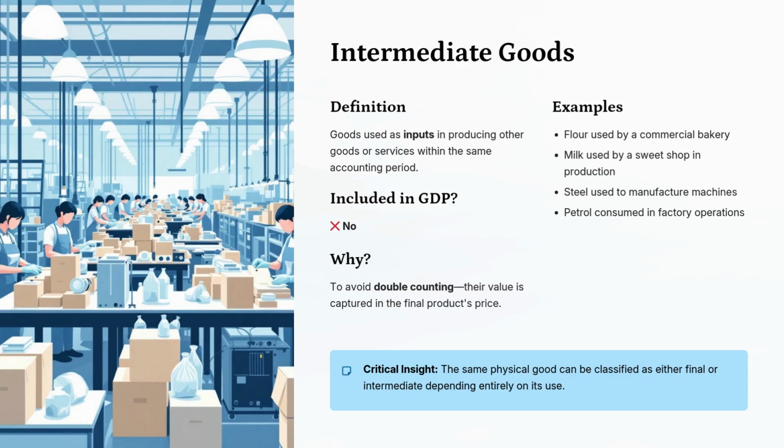Intermediate goods are goods used as inputs in producing other goods or services within the same accounting period. They are not included in GDP to avoid double counting. Examples include flour used by a bakery, milk used by a sweet shop, steel used to make machines, or petrol used in factory operations. The same good can be final or intermediate depending entirely on its use.